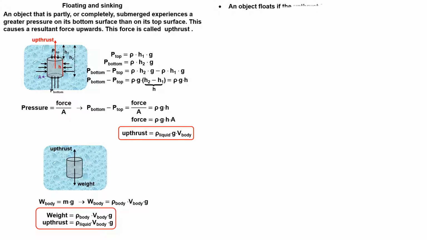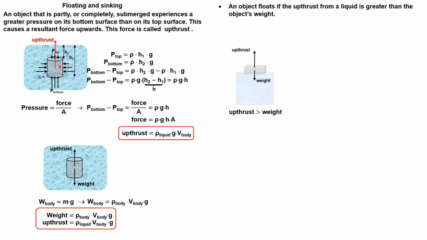An object floats if the upthrust from a liquid is greater than the object's weight. Look at this figure. If the object is less dense than the liquid, the upthrust is greater than the object's weight, and it will float to the surface.